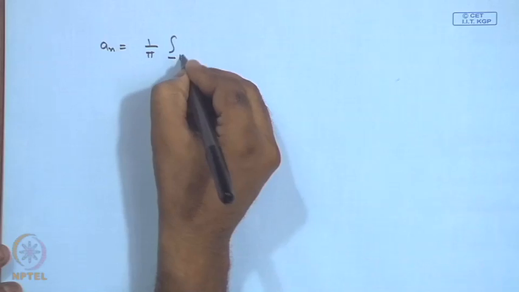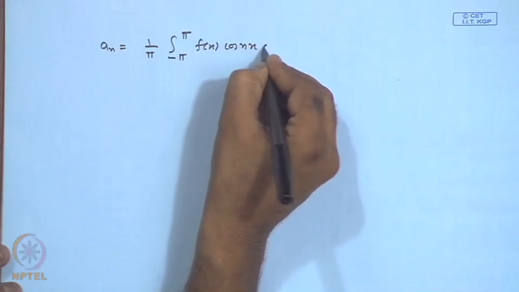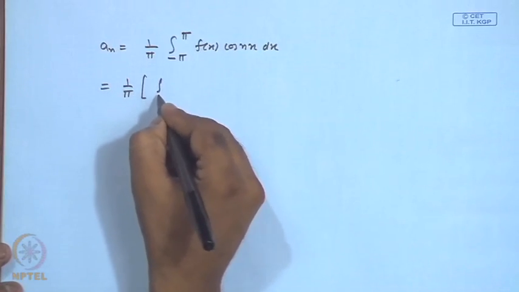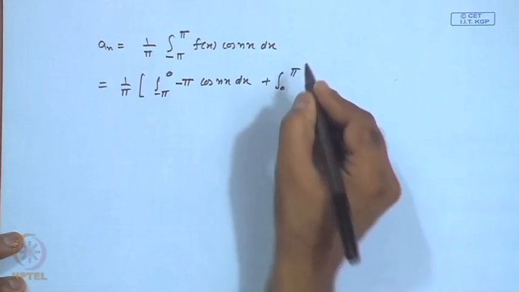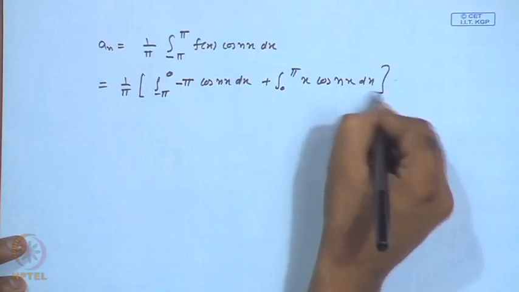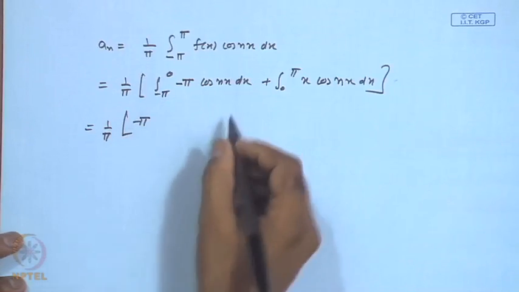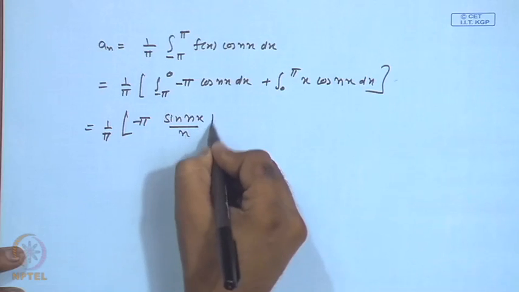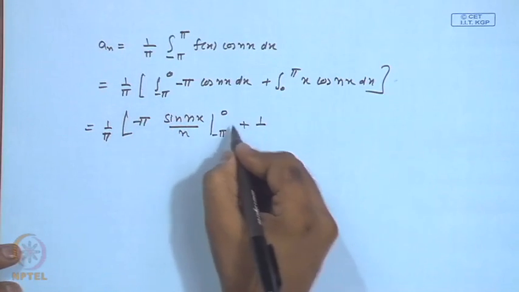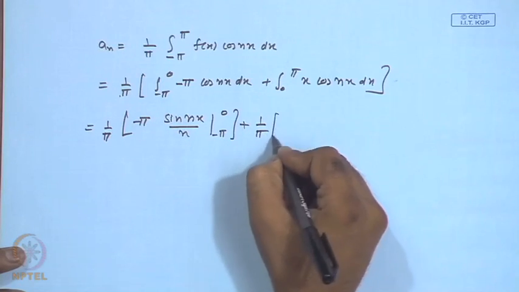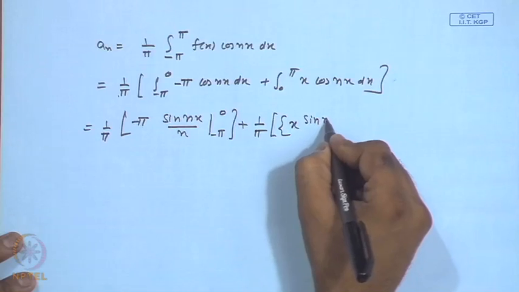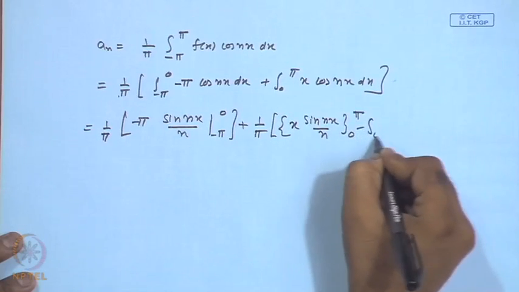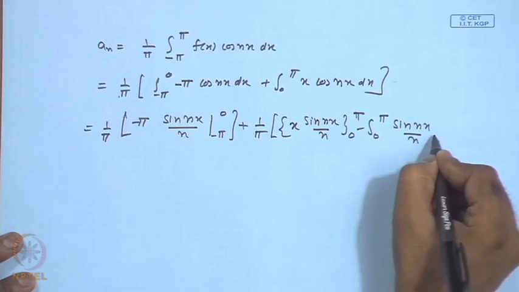Now, we calculate the a n for this function. a n is 1 over pi, integral from minus pi to pi of f x cos n x dx. We have 1 over pi, integral from minus pi to 0 of minus pi cos n x dx, plus integral from 0 to pi, where the function is x, of x cos n x dx. So, 1 over pi, here we take minus pi, and this is sin n x over n from minus pi to 0, plus 1 over pi times this integral, where we have to integrate by parts. So, we have x sin n x over n from 0 to pi, minus the integral from 0 to pi of sin n x over n dx.